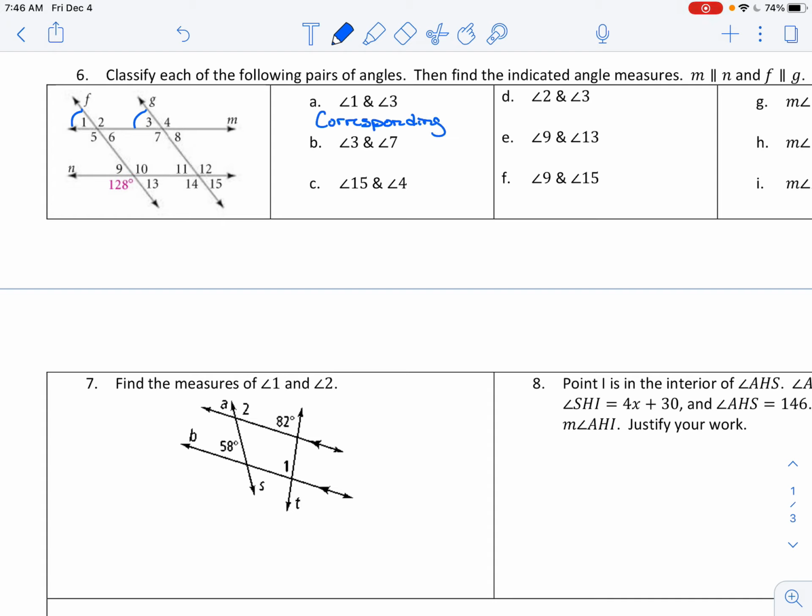Next it asks for angles 3 and 7. So 3 and 7 are actually just right next to each other. So yes, they are adjacent, but the name that we're looking for here is a linear pair because they're making a line together.